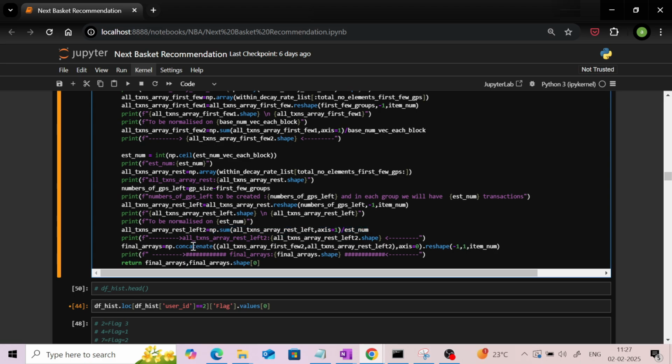Finally, we had 6 groups coming from the first few of the all transactions array, and we have one group which we just calculated from the rest left of the all transactions array. So we are concatenating these 6 groups and this one group into one, and we are doing some reshaping on top of that.